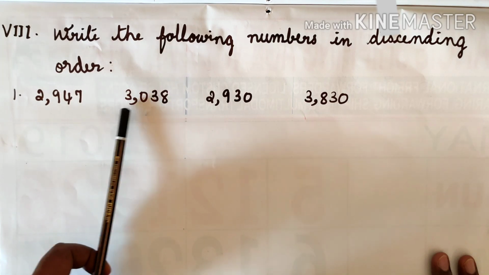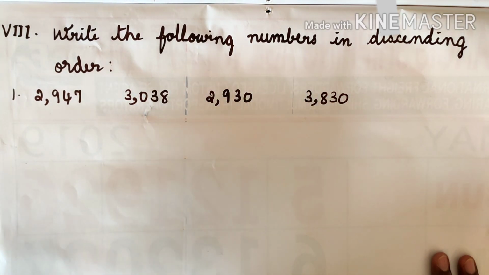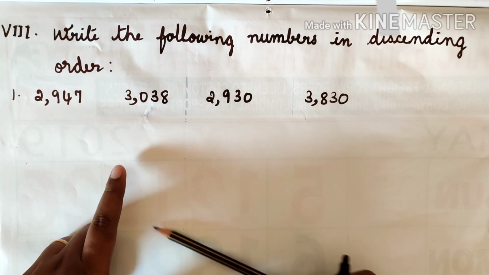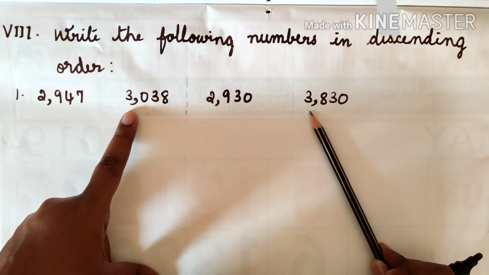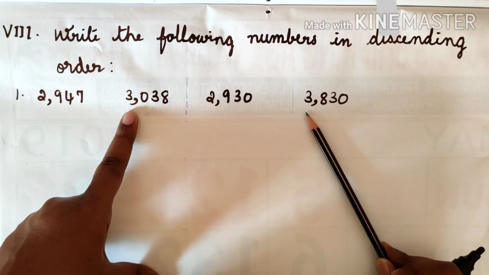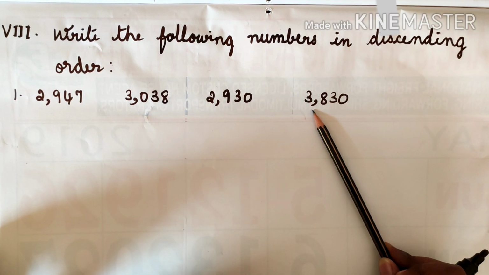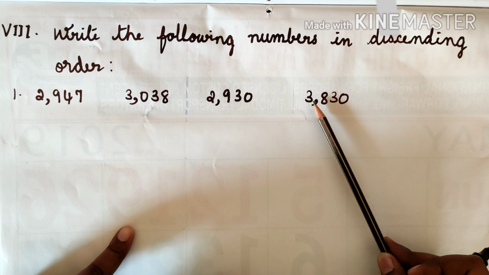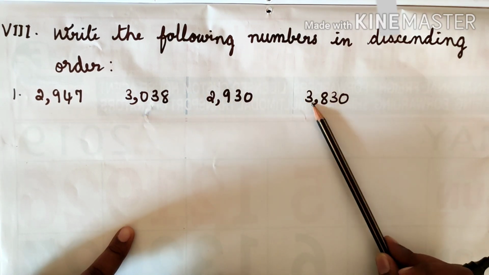We have 2, 3, 2, 3. So out of 2 and 3, which is the greatest? Out of 2 and 3, 3 is the greatest. Now we have two numbers that have 3 in thousands place. We have 3038 and 3830. Now see here, thousands are same.